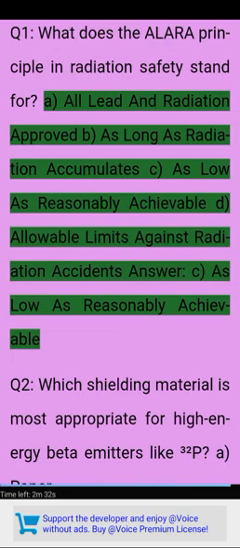A, all lead and radiation approved. B, as long as radiation accumulates. C, as low as reasonably achievable. D, allowable limits against radiation accidents. Answer: C, as low as reasonably achievable.